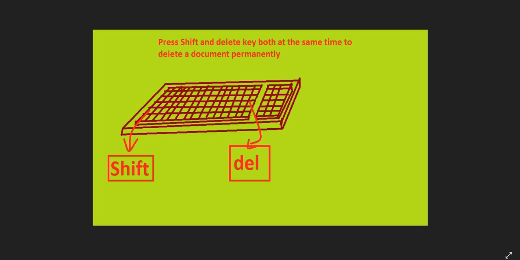press the shift button, and at the same time press delete. You will get a message to confirm deletion or not. If you press yes, then it will be completely deleted from your system. So this is the way we can delete any document from your system at once.